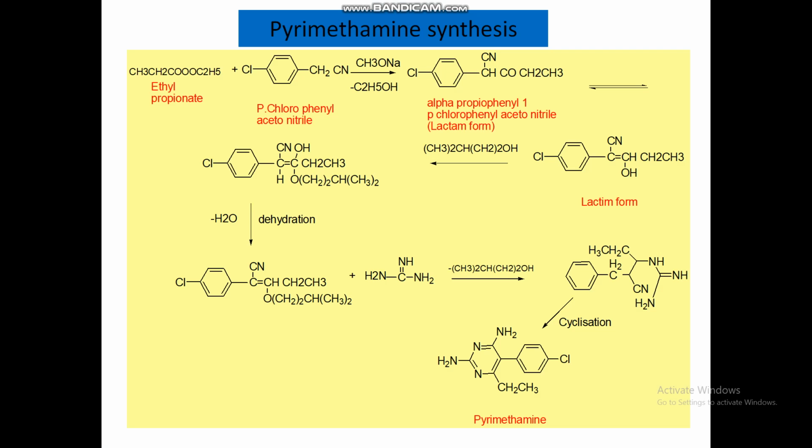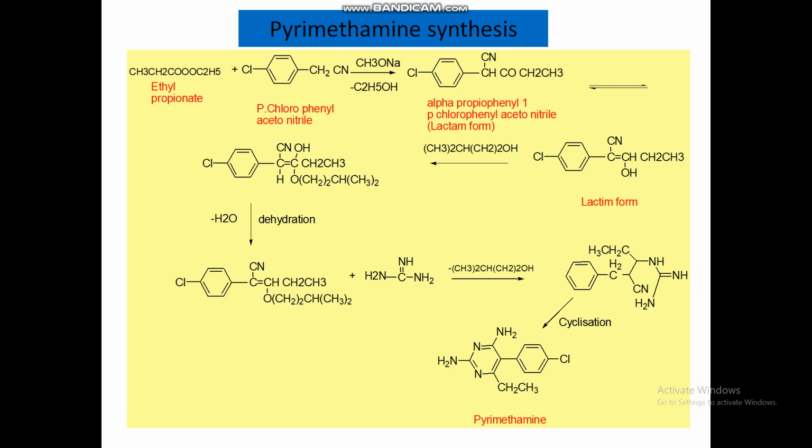So, pyrimethamine synthesis. The starting compound is ethyl propionate. It is condensed with para-chlorophenyl acetonitrile. It eliminates ethanol in the presence of sodium methoxide. We are getting alpha-propionyl para-chlorophenyl acetonitrile, that is the lactam form, which is converted to the lactim form.